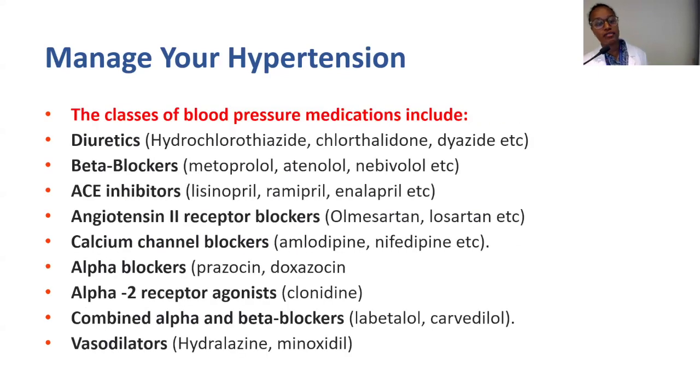What are the typical classes of blood pressure medications? These may sound familiar. The diuretics, they're one of the first lines, like hydrochlorothiazide. The beta blockers, metoprolol, atenolol, are not usually first line, more second line medications. ACE inhibitors like lisinopril, ramipril, and the angiotensin II receptor blockers, olmesartan, losartan, they work on the kidneys. The calcium channel blockers like amlodipine, alpha blockers, prazosin, doxazosin. And then clonidine is one of them. That one is usually being phased out because it causes a lot of labile changes in blood pressure. And then some of the vasodilators and combined alpha and beta blockers.